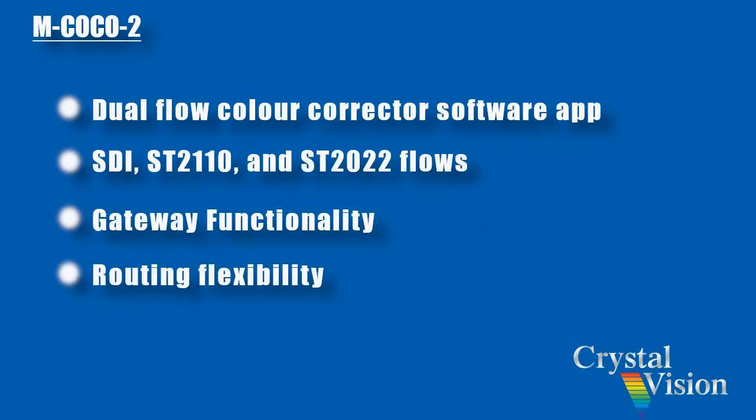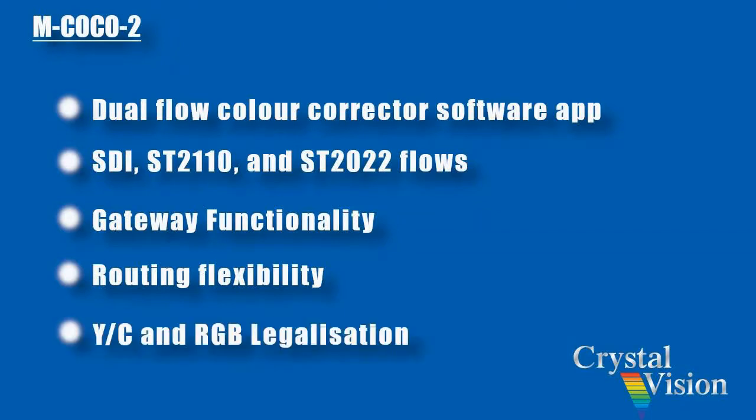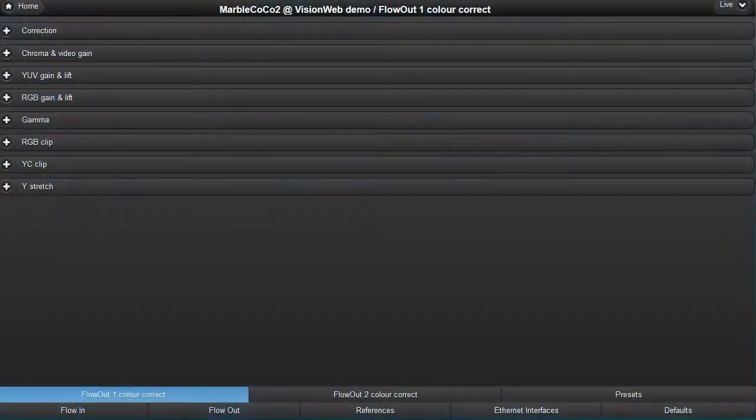Flexible routing allows for this dual flow device to operate as a single input flow device with two independent processed outflows, allowing for one output to serve as a preview of the corrections. The onboard legalizer makes M-COCO-2 perfect to correct video prior to channel encoding. Let's take a look at the adjustments available.